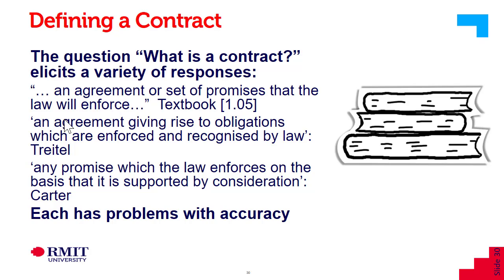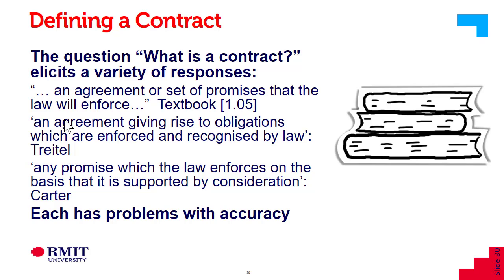Treitel, who's one of the most famous contract law philosophers, for want of a better word, defined a contract as an agreement giving rise to obligations which are enforced or recognised by law. Carter on Contracts, that was the text that I had to use when I was at uni. There's another one called Cheshire and Fifoot. They've been around forever. They use the definition, any promise which the law enforces on the basis that it's supported by consideration. All of them are right and none of them are right. They all have issues with them.